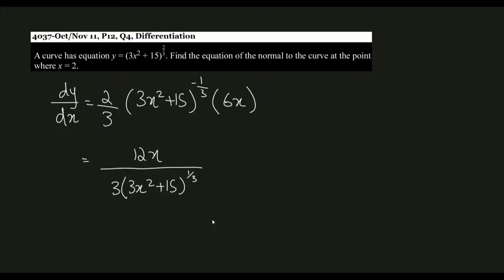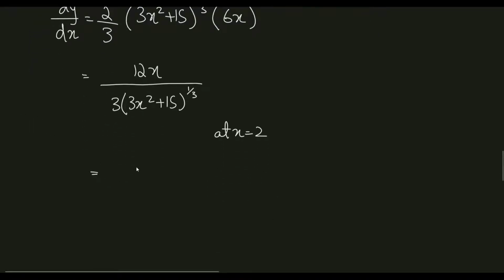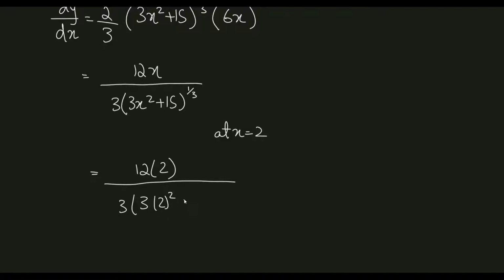Okay, now we need to find the derivative at x equals 2. So this will be 12 times 2 over (2² + 15)^(1/3). So 2 squared is 4, 4 threes are 12, 12 plus 15 is 27, and the cube root of 27 is 3, 3 threes are 9. So the denominator is 9 and the numerator is 12 twos are 24. I can further reduce it to 8/3.